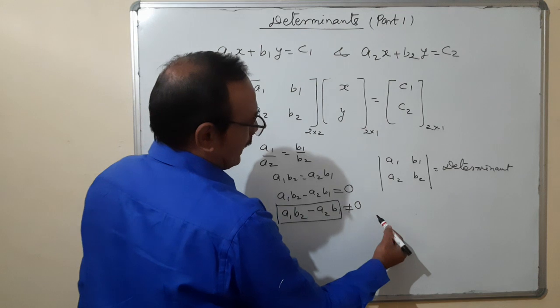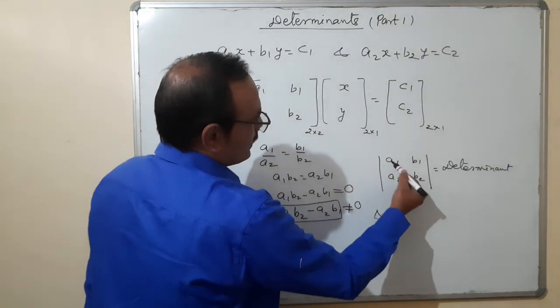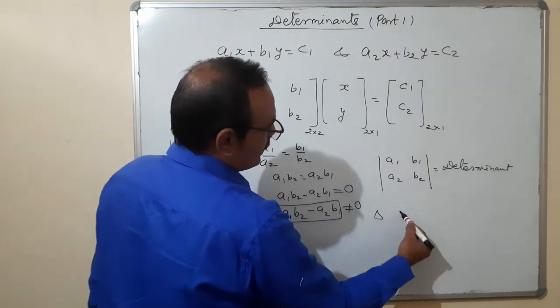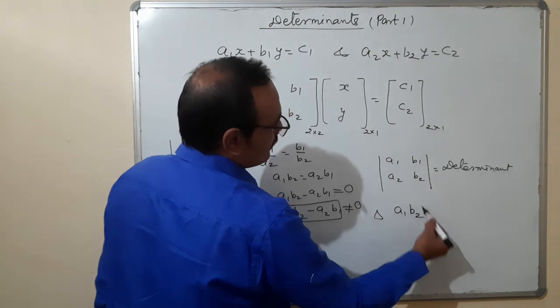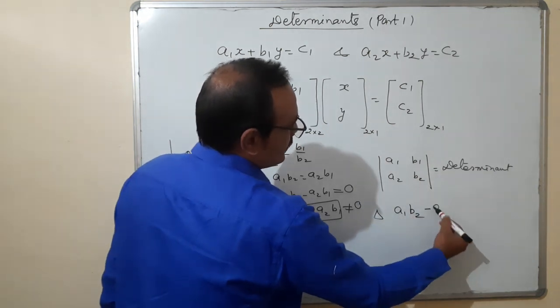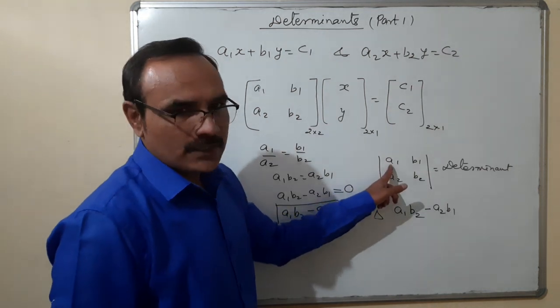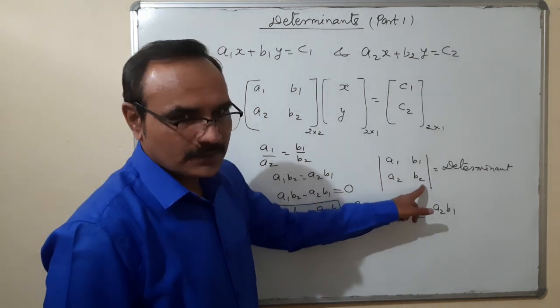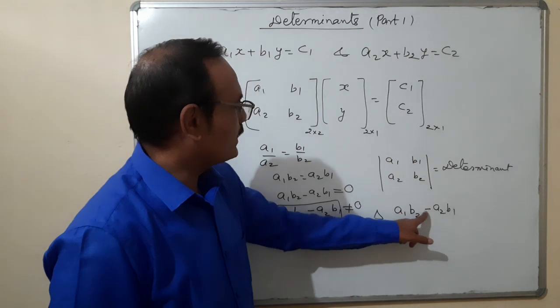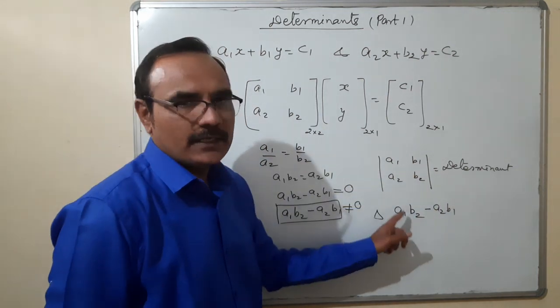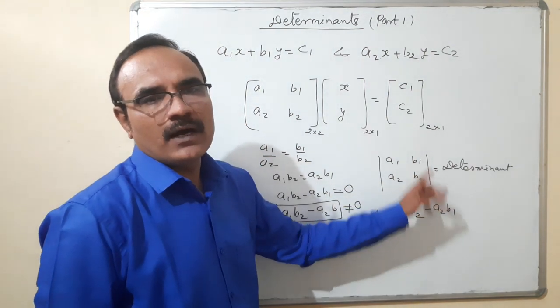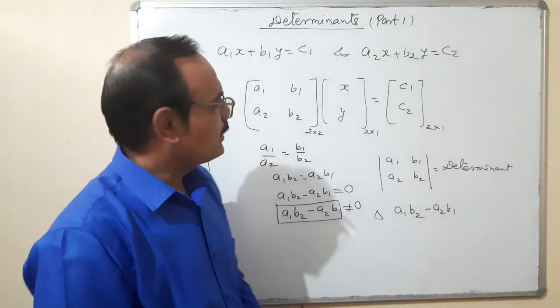Now how do we find the determinant value of A? Suppose we are going to calculate it. Simply, the determinant is equal to a1 b2 minus a2 b1. That means the first element is multiplied by this one, a1 b2, minus a2 b1. And this is the numeric value of the determinant.